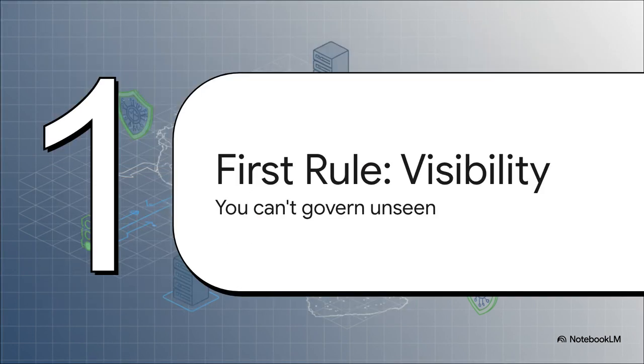This brings us to our core principle for the week, and it's a simple one. The first rule of AI governance is visibility. Let me say that again. You cannot govern what you cannot see. Any effective, defensible compliance program has to begin with a complete and totally honest awareness of every single AI tool being used inside your organization.